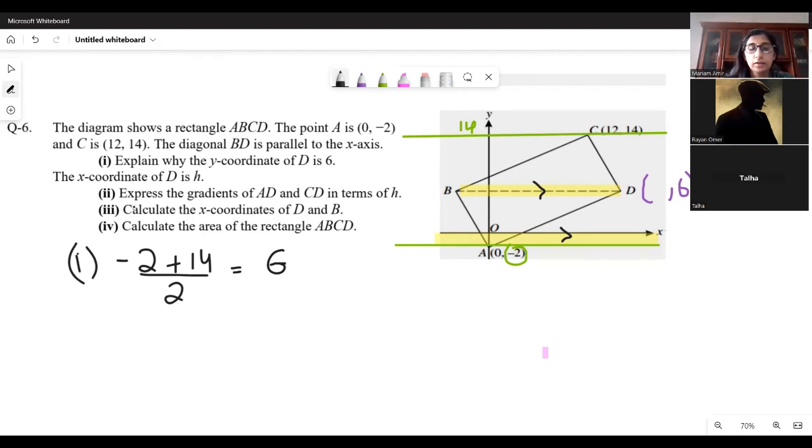Okay. Express the gradients of AD and CD in terms of h. First, they're saying that the x coordinate of D is h. So this is h. Another thing, if D's y is 6, that means B's y is also 6, because they're at the same height. So this is going to be, let's say, (x, 6).